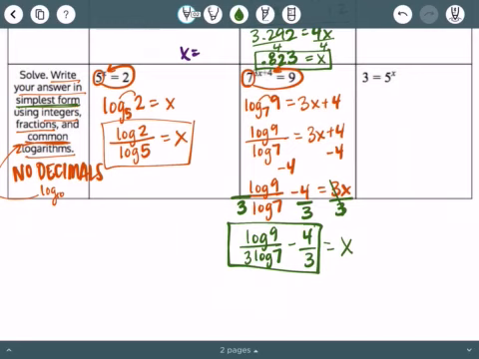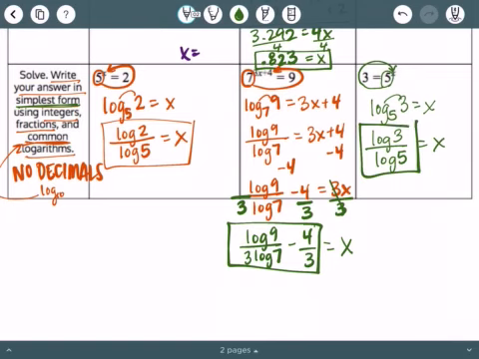Finally, let's just see that one more time. So we have the base is log 5. Go around the equal sign and come back. 3 equals x. I do the top one, log 3 over log 5 equals x. And that would be my answer there.